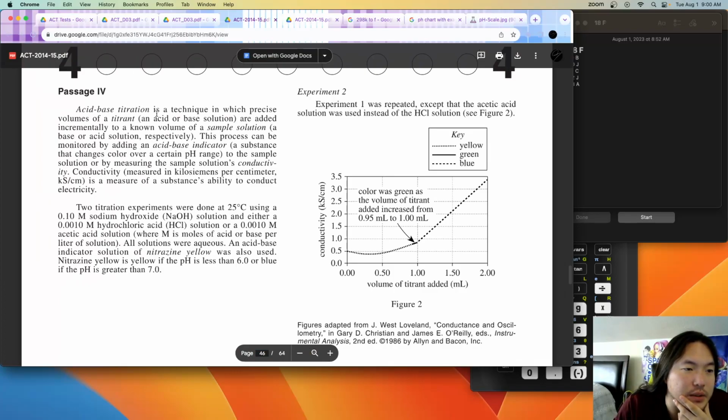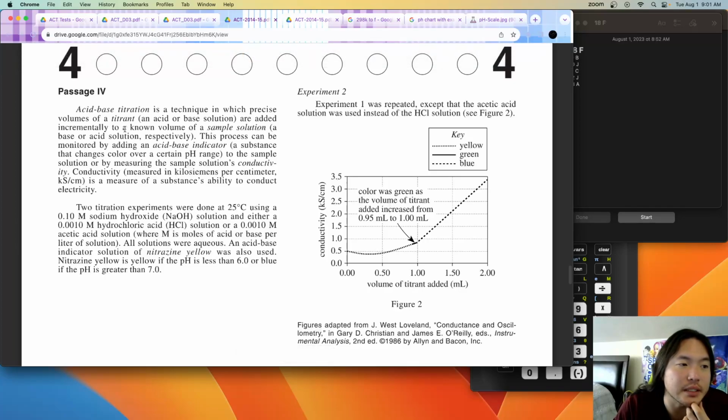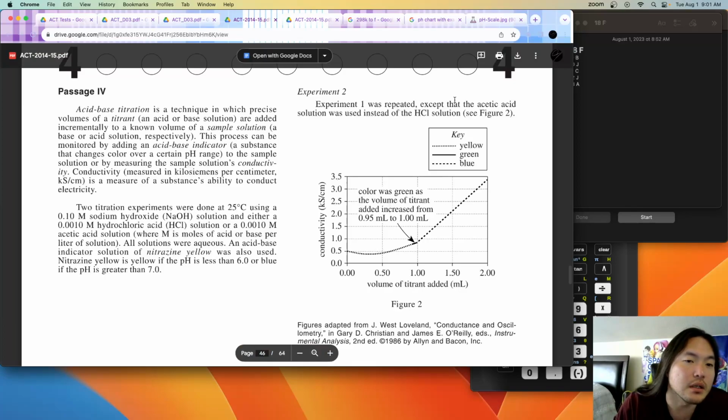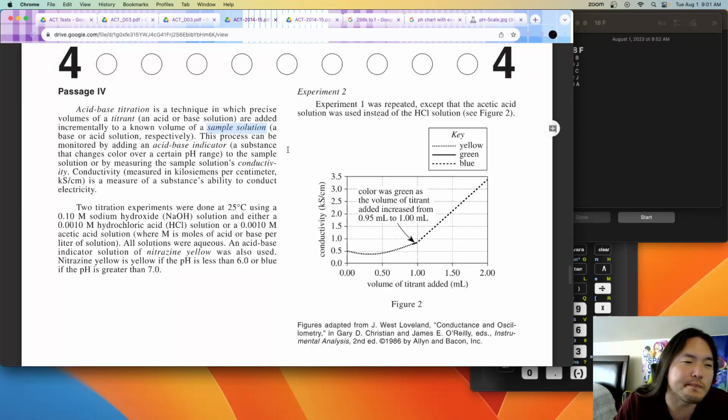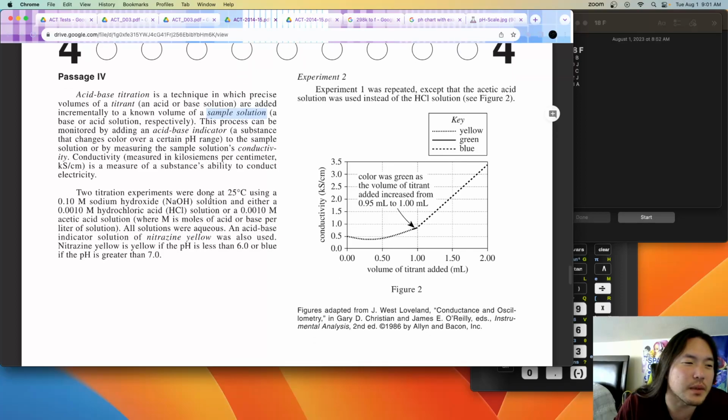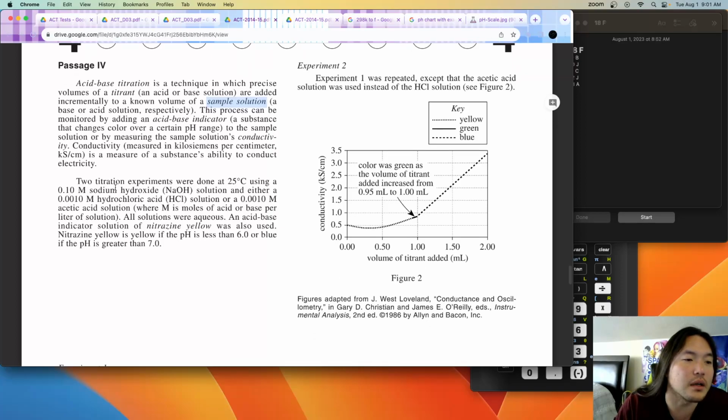Acid-base titration is a technique which uses precise volumes of a titrant and acid-base solution that are added incrementally to a known volume of sample solution, right? So we used acetic acid as the solution, implying sample solution. And then they didn't tell us what the titrant was.